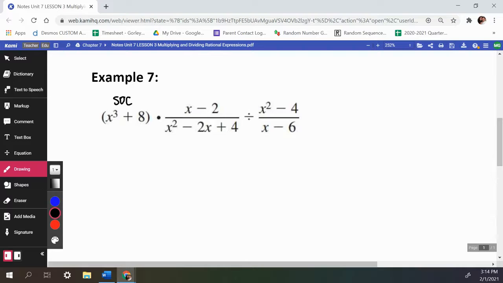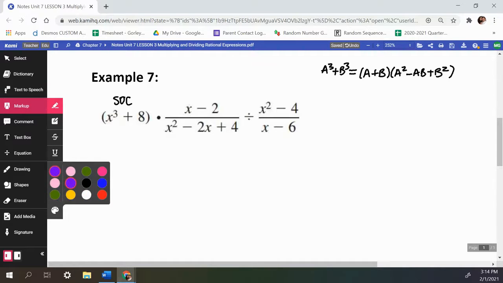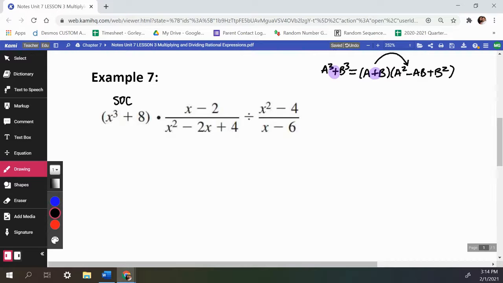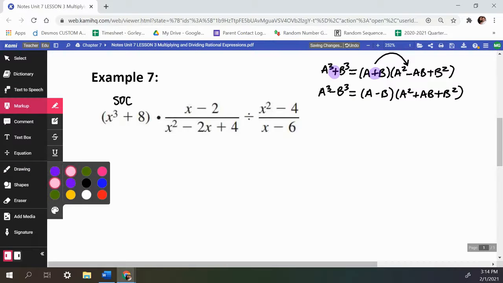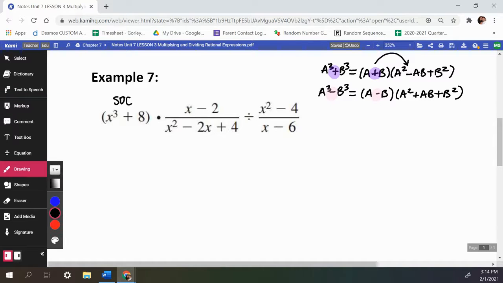So I'll put SOCK. And remember, if we have a sum of cubes, we can factor it using this property. We have a plus b times a squared minus ab plus b squared. Remember, when you're factoring it, if there's a plus, then the first parenthesis should have a plus, and then the second parenthesis, you'll have the opposite sign. If I have a difference of cubes, this is the property. We would have a minus b, a squared plus ab plus b squared. And in that case, we see a similar pattern where if there's a minus, the first parenthesis has the minus, and then the second parenthesis has the opposite sign with the plus.